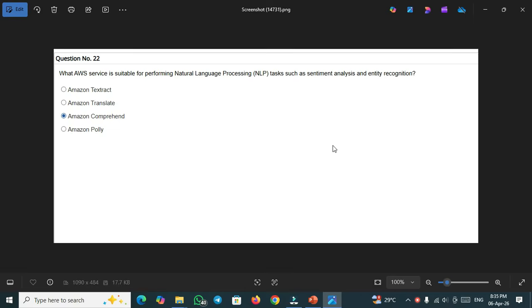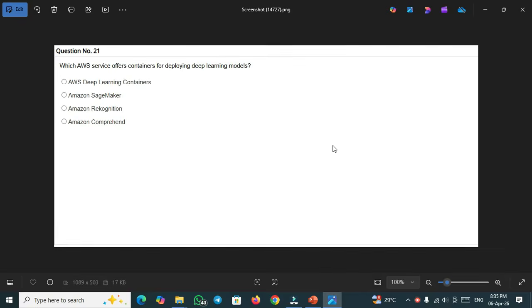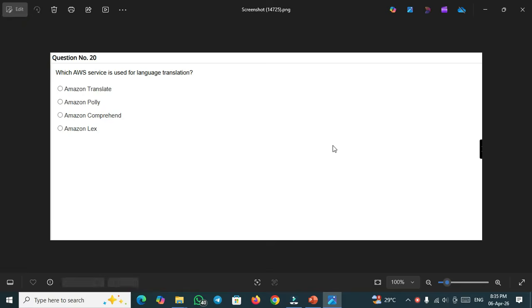Number 20, most important one. Which AWS service is used for language translation? Option A, Amazon Translate. Option B, Amazon Polly. Option C, Amazon Comprehend. Option D, Amazon Lex. So the answer is Amazon Translate.